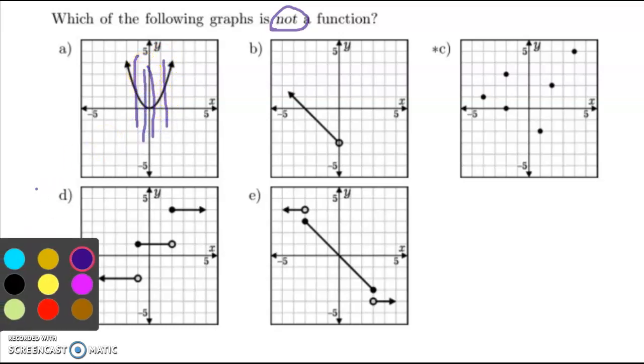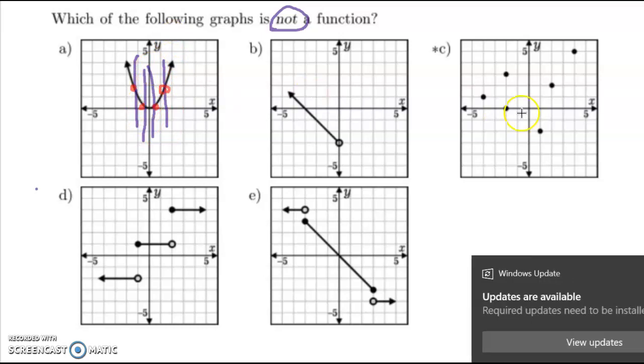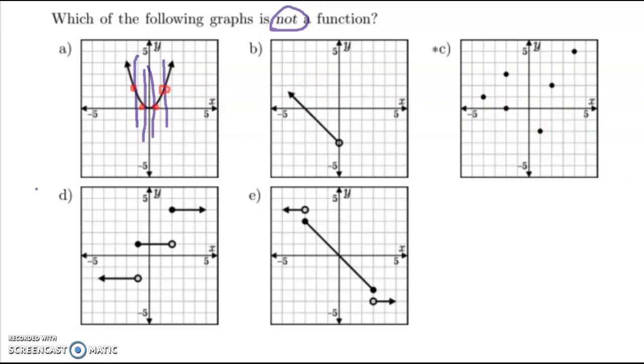Notice that every single time, and let me just change colors for you to see, it touches the graph once here, it's touching it once here, it's touching it once here, and it's only touching it once here. So if it's only touching the graph once on those vertical lines, that is a function. So right now that first graph is a function. So let's try the next one.